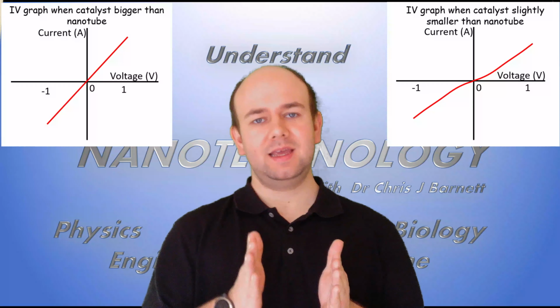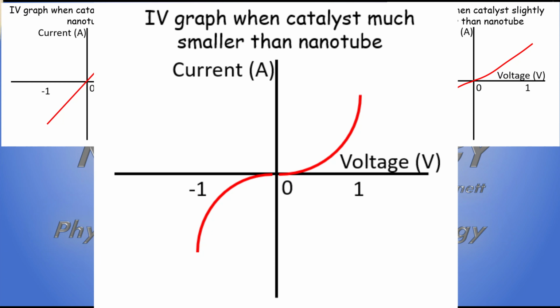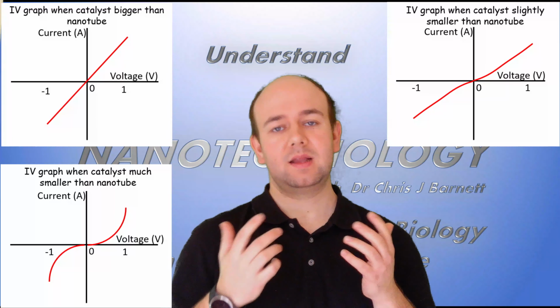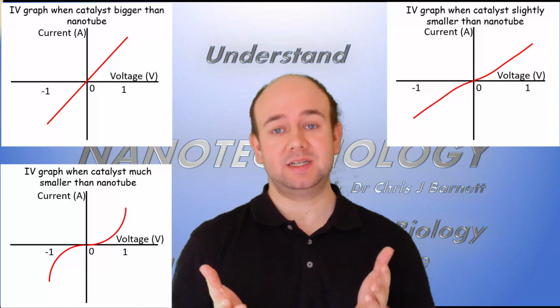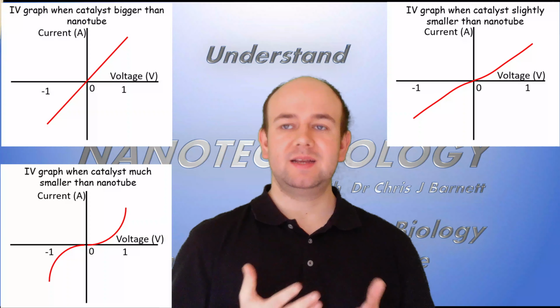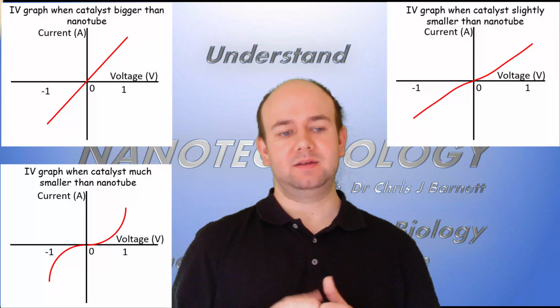And as the catalyst became smaller relative to that tube diameter, the amount of rectification in this curve became greater. So this got us thinking about what could possibly be happening.